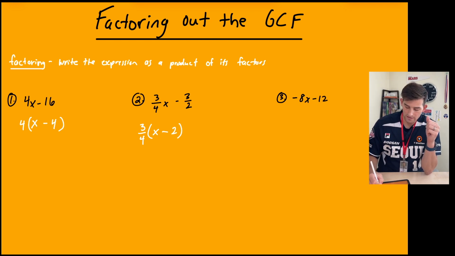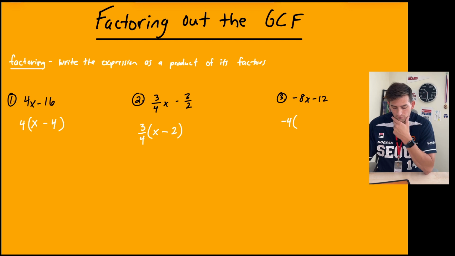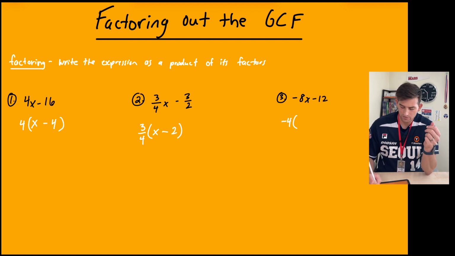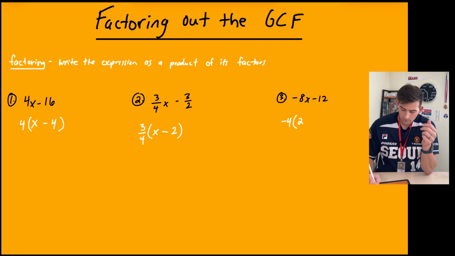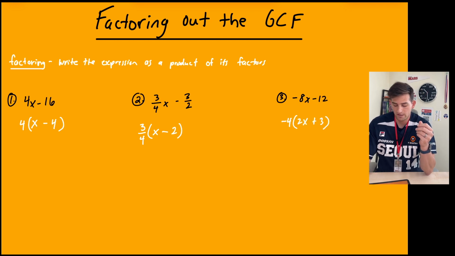So let's actually factor out a negative 4. Okay, so now negative 4 times what would be negative 8x? Well, that would be 2x. And then negative 4 times what would be negative 12? That would be plus 3, because negative 4 times 3 would be minus 12. And that is how you can factor out the GCF.